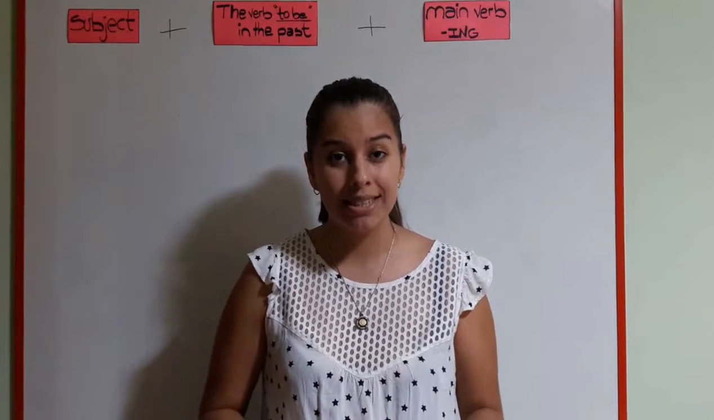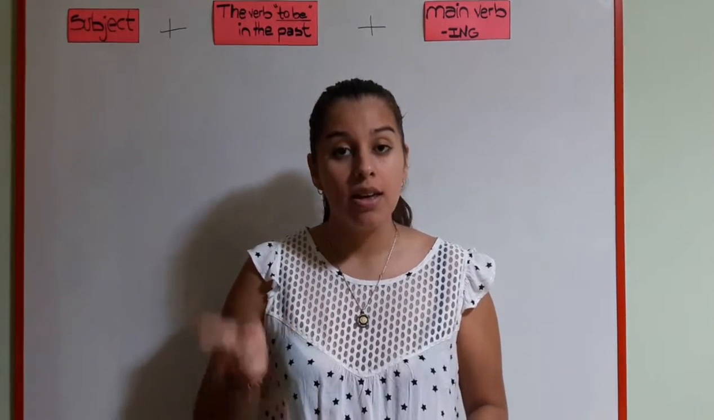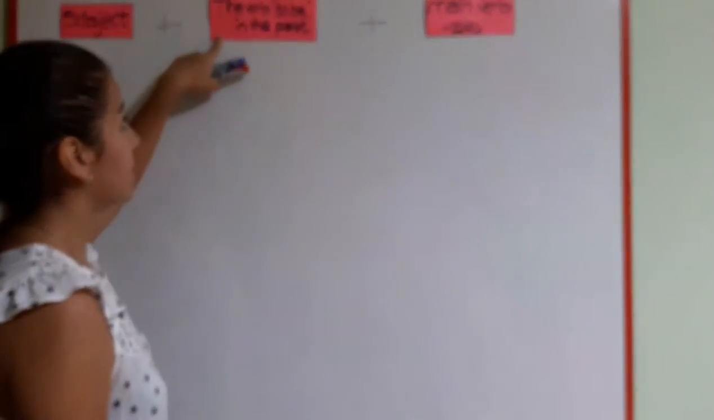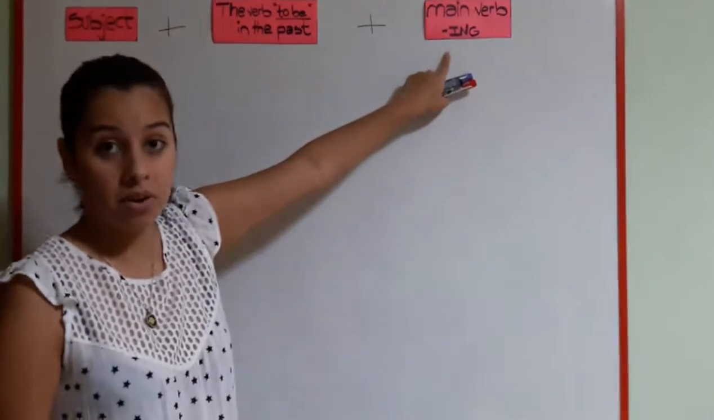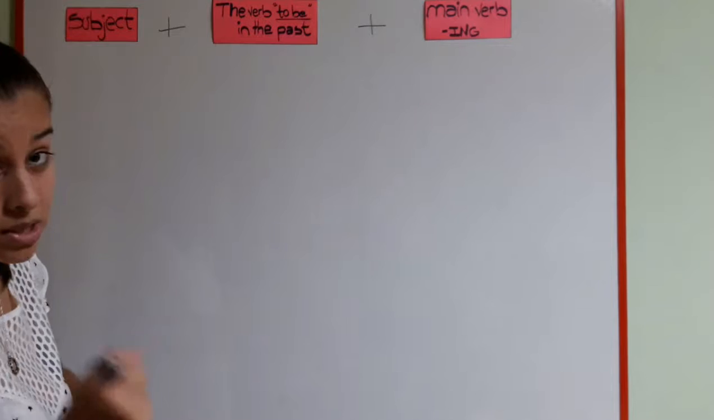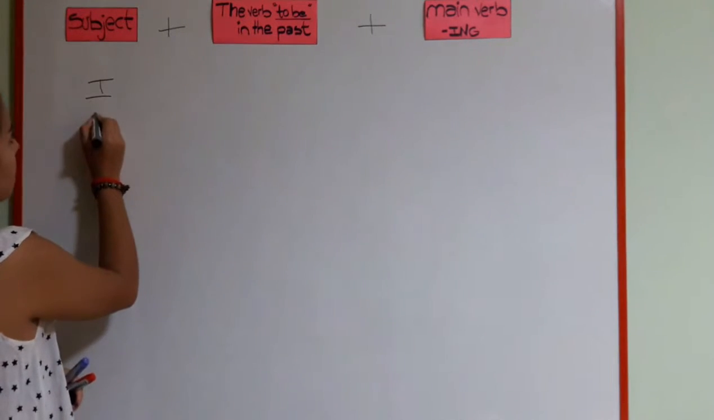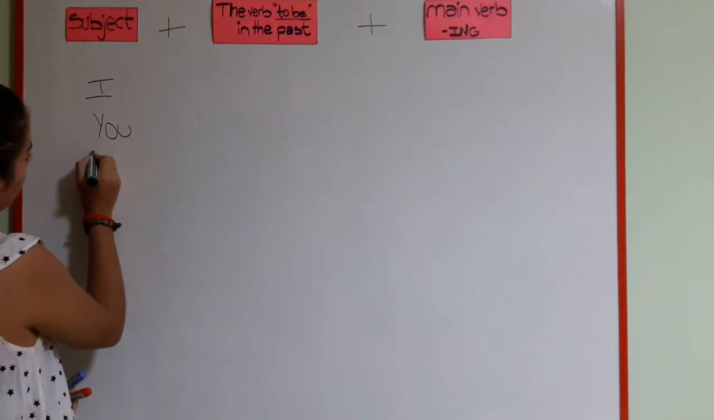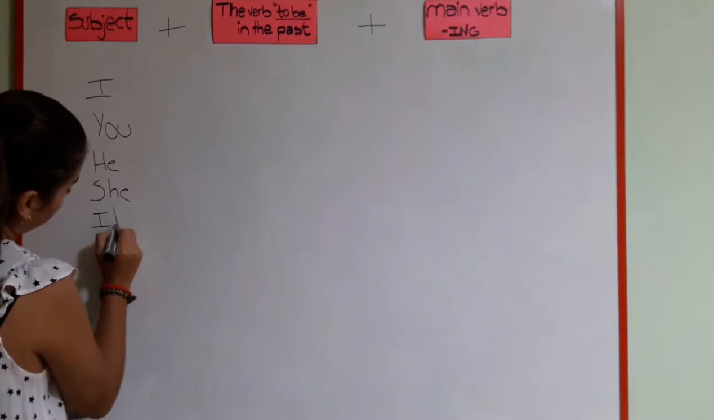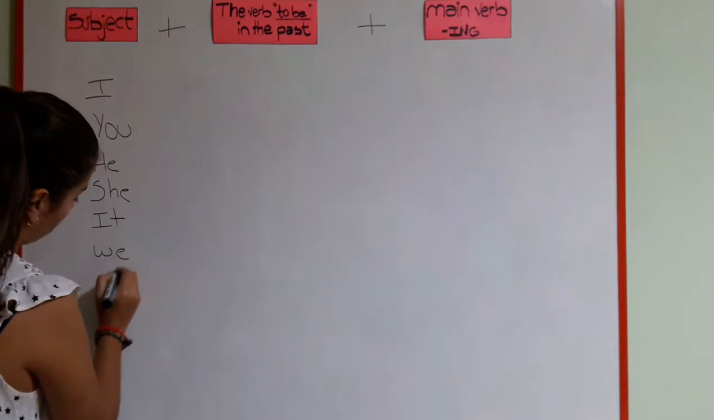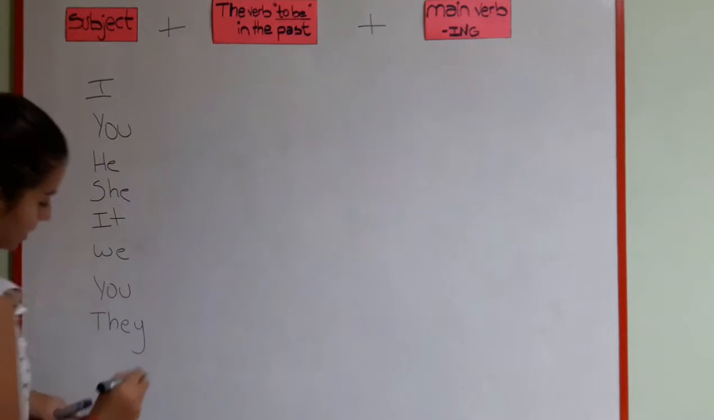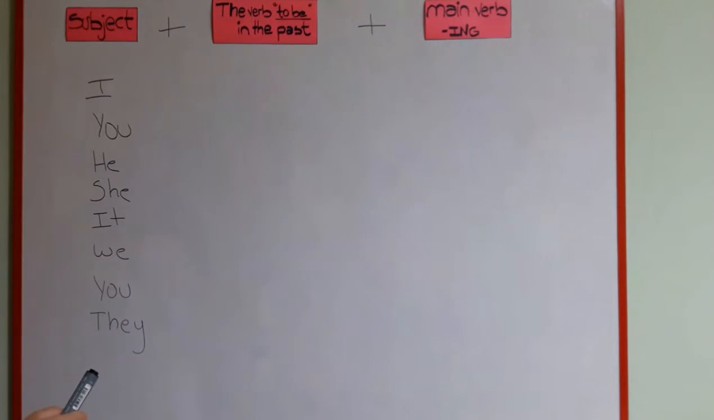How do we form the past continuous? Okay? For affirmative sentences, we need the subject plus the verb to be in the past plus the main verb, and we add ing. Okay? First, the subject, we know them: I, you, he, she, it, we, you, they. Okay? The verb to be in the past.